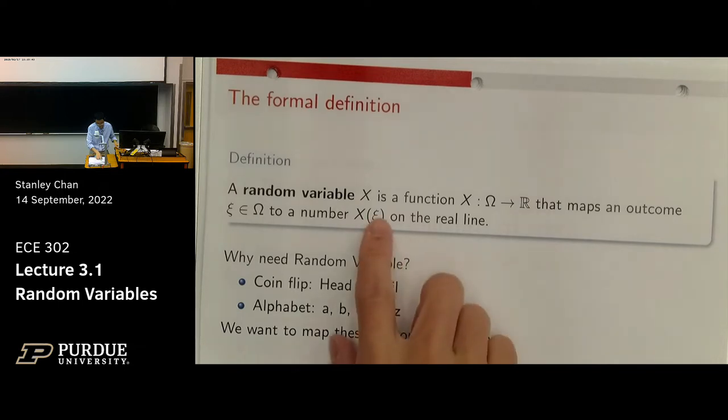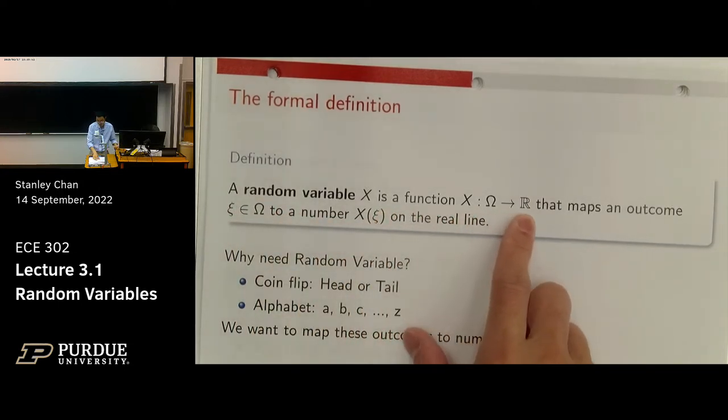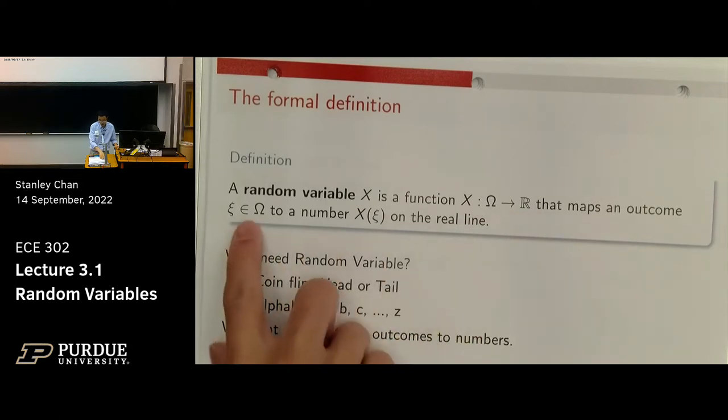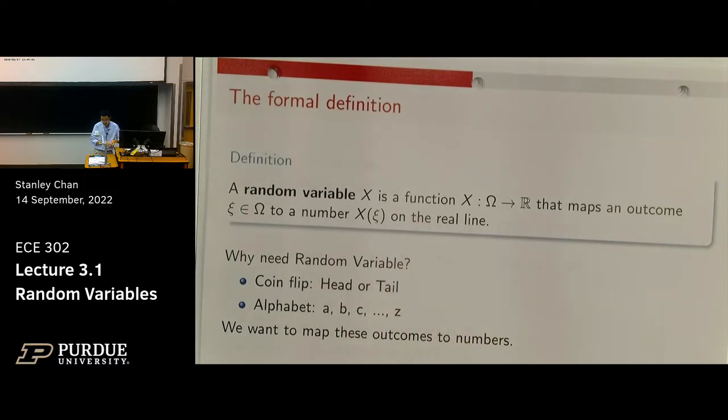The formal definition is as follows: a random variable is a mapping from the sample space to a real line that maps an outcome psi in omega to a number x on the real line. Why do we need random variables? The random variables are functions. They just translate or encode the words to numbers.